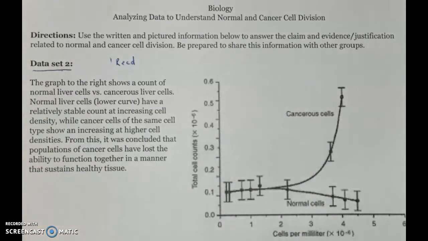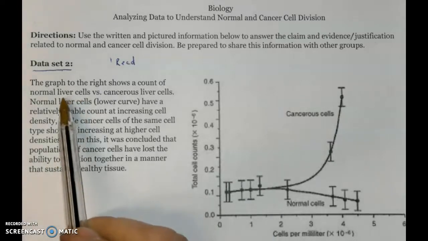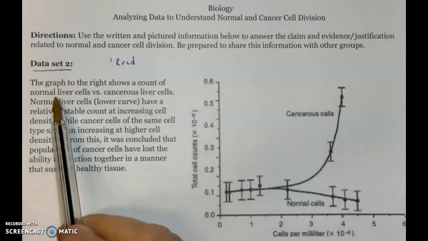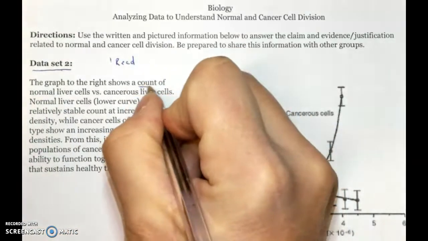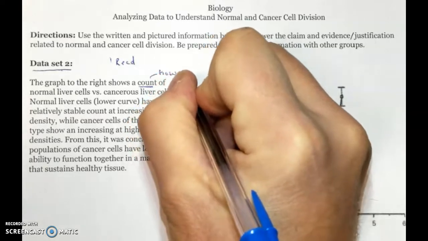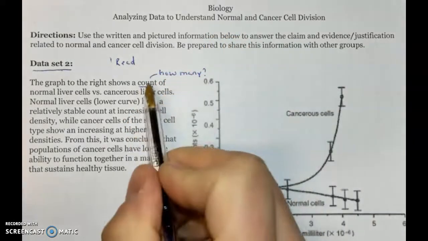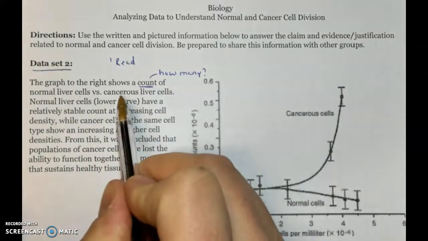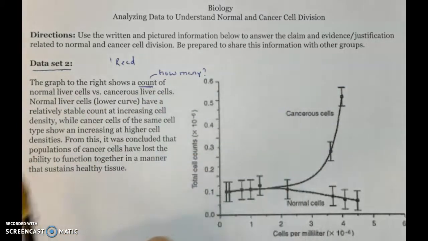As we do, we need to annotate it. If there's anything that comes up that we don't understand, we need to identify it and then figure out what it means so that we actually are beginning to understand what we're reading. Starting with the reading: the graph to the right shows a count of normal liver cells versus cancer liver cells. When we say count, what are we talking about? You should be thinking count like count numbers. We are looking at how many. So we're looking at how many normal liver cells are in a picture compared to how many cancerous liver cells are in the picture.